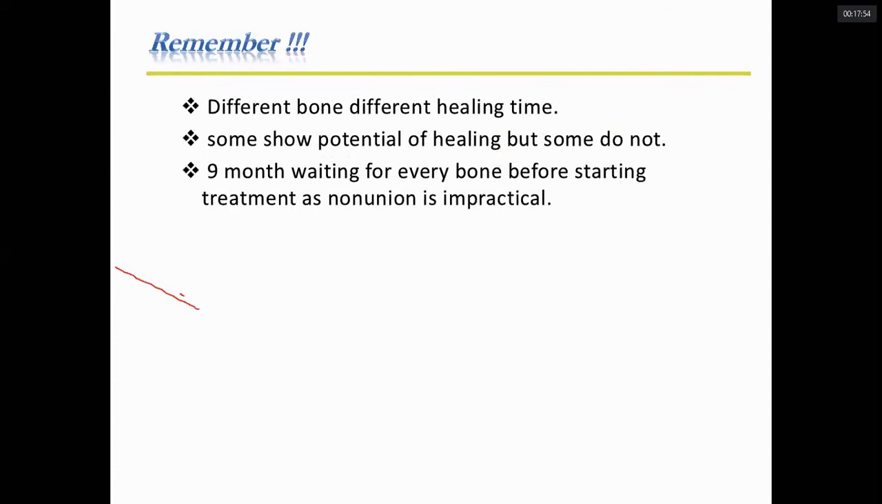For example, in case of fracture neck of femur, we label it as non-union in as early as 3 months. So it's not that for all bones we put an arbitrary value of 9 months, but this is in the definition, so most of the fractures are covered. Some show potential of healing, but some do not. Waiting 9 months for every fracture before starting treatment is impractical. For example, in case of fracture neck of femur, if you think that it is going into non-union in 3 or 4 months, you intervene at that point.